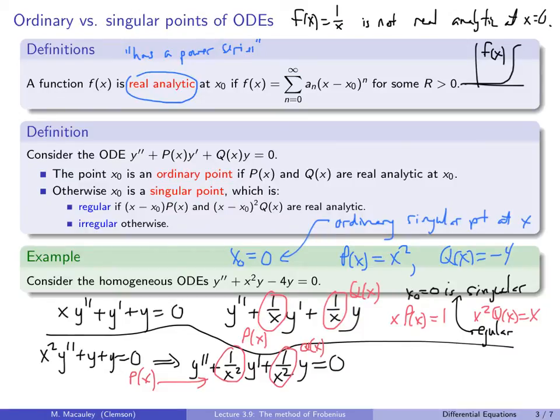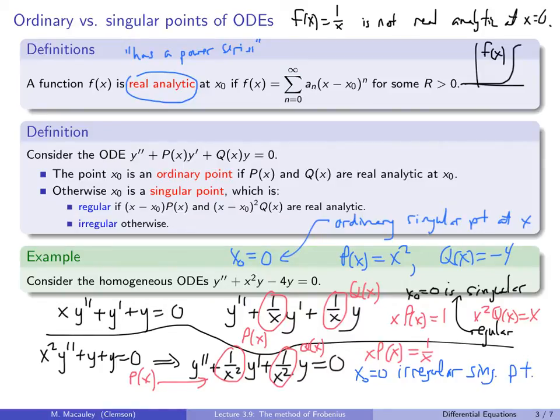And these things are also not defined at 0. So 0 is a singular point of this equation. However, in this case, check x p of x. Right away, that's 1 over x. That is not defined at 0. This is an irregular singular point. So x not equals 0 is an irregular singular point.